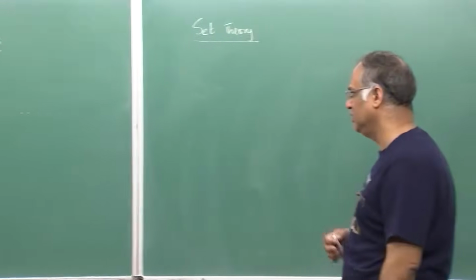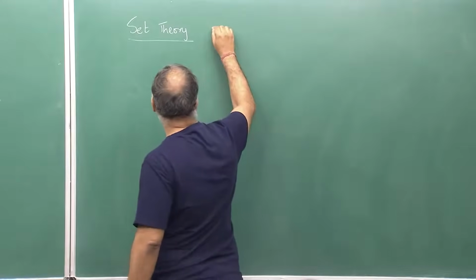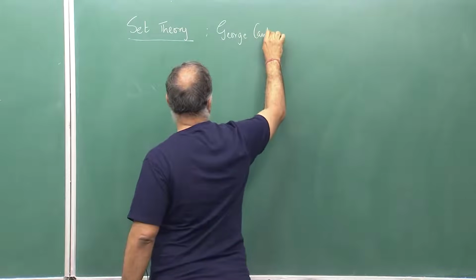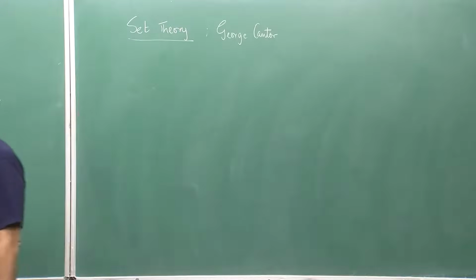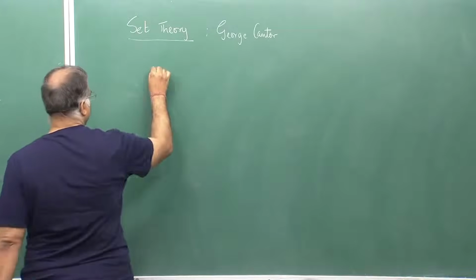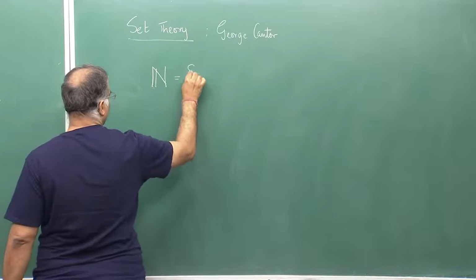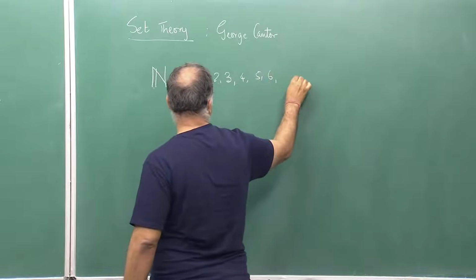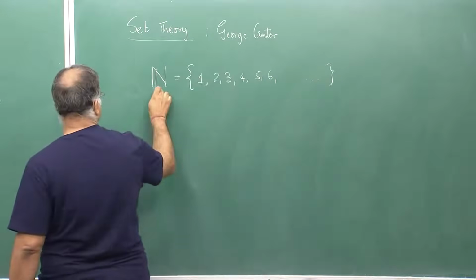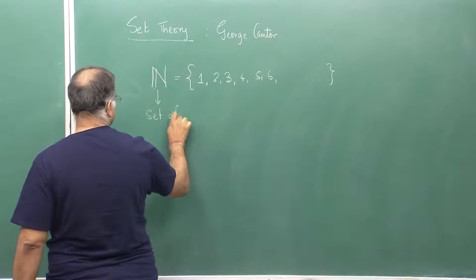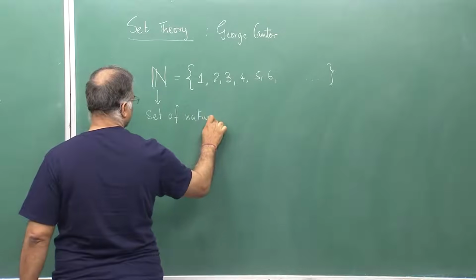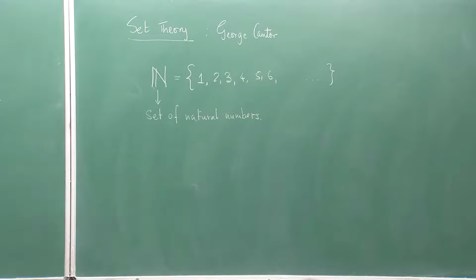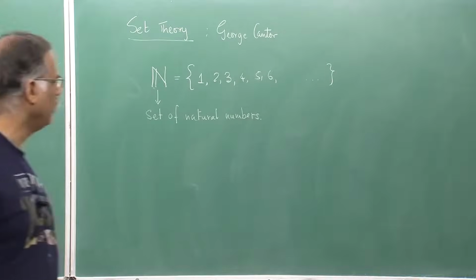So, set theory, the theory of sets, was first introduced and studied by somebody called George Cantor. And in his language, the set of natural numbers is denoted by the symbol N. This set consists of all the natural numbers that we have. This is called the set of natural numbers.